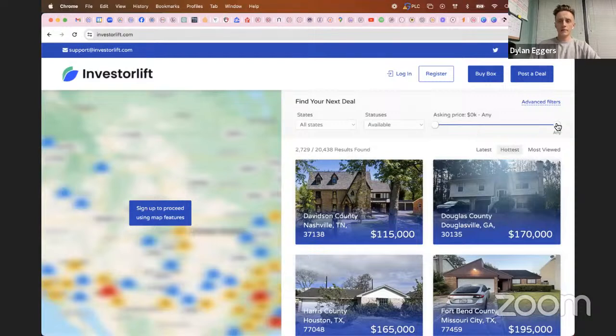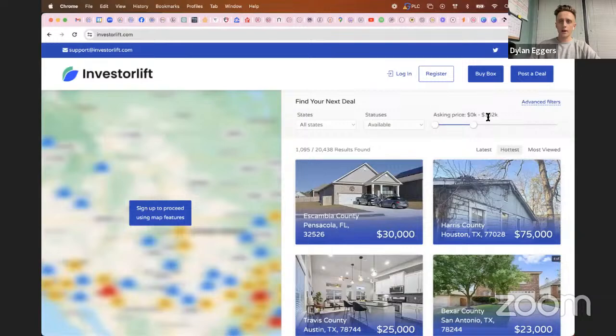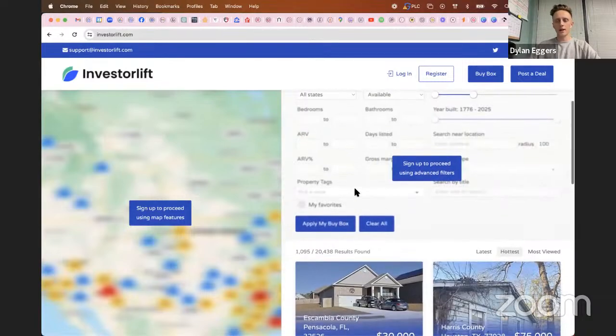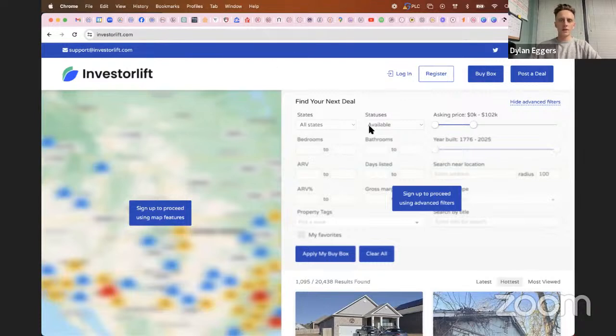So I can look for properties again under, let's say, 100K. I can hit advanced filters. I have to sign up. I don't know if I have an account. I think I do, but I can hunt in what states, blah blah blah, and then you call these people. They're actually going to be wholesalers. They're not going to be agents. These are going to be wholesalers.